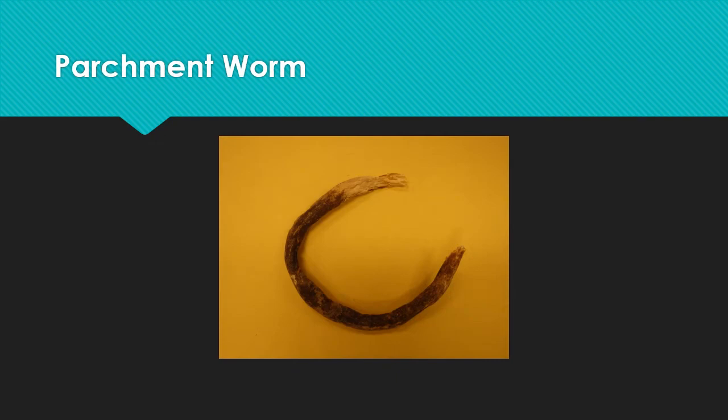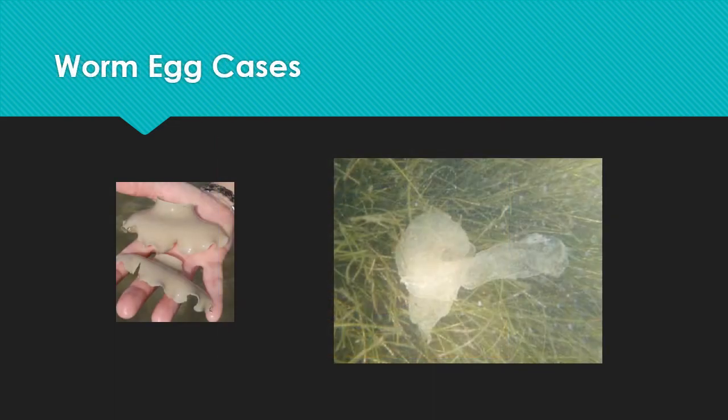Parchment worms are found a little bit deeper, but when they're in season, their parchment-like bodies wash up on the shore, and the beaches are littered with these parchment worms. We find a variety of worm egg cases. Worm egg cases are not an organism, so you don't need to classify them, but the parchment worm and the sandworm are organisms that need to be classified.